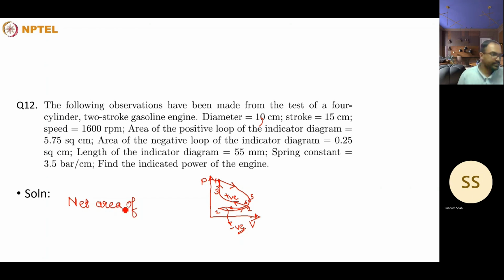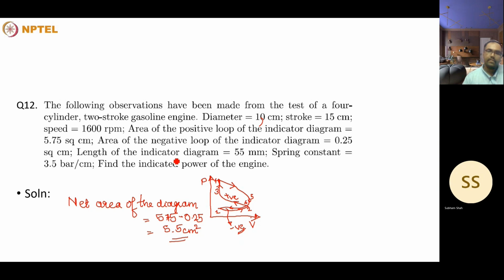So the total net area of the diagram is equal to 5.75 minus 0.25. So it will be coming around 5.5 square centimeters. So we have calculated this. Then it's been mentioned the length of the indicated diagram is 55 millimeters.